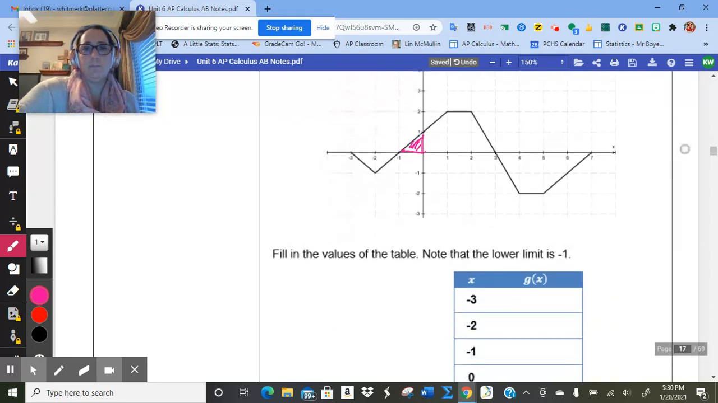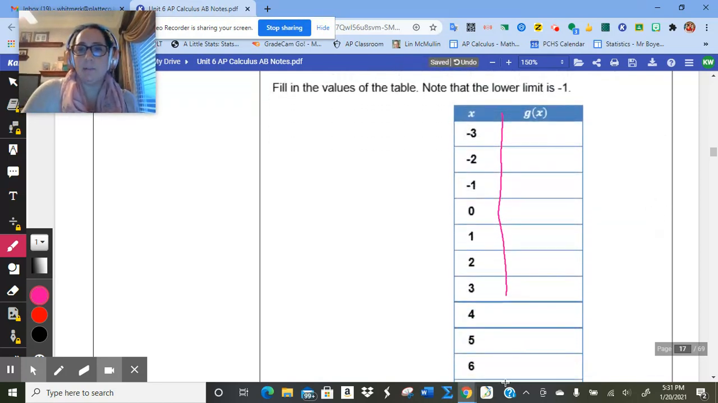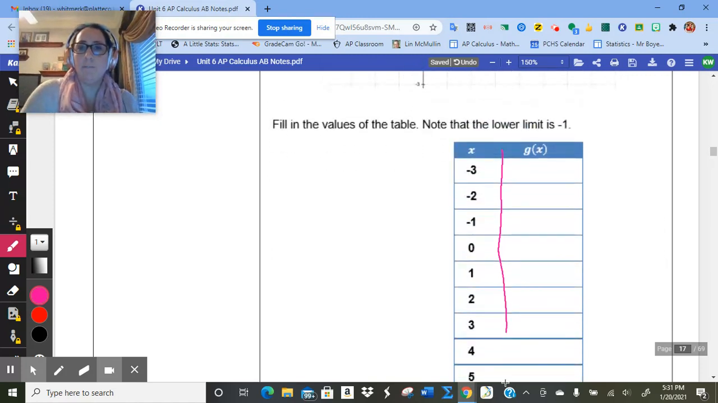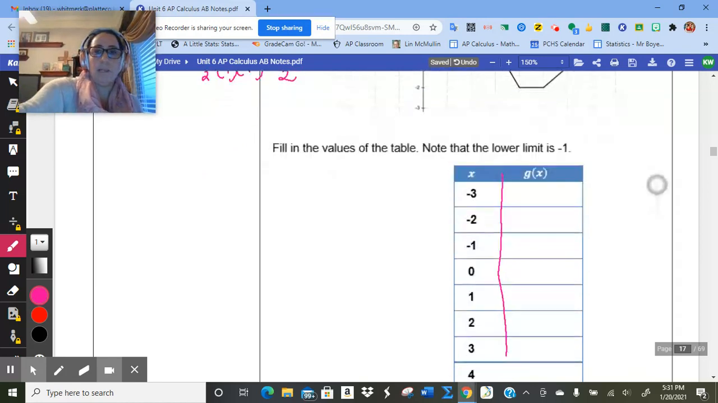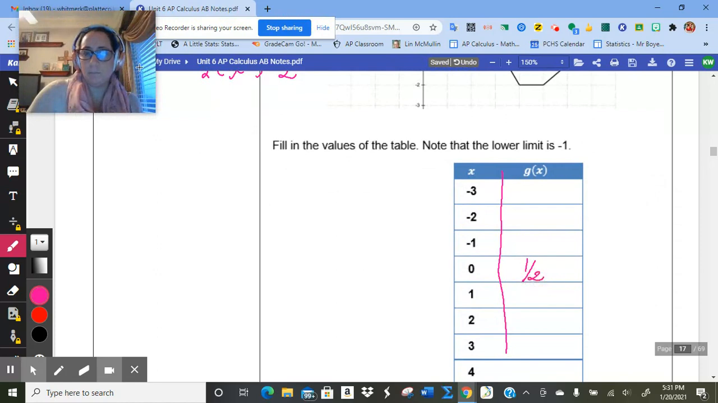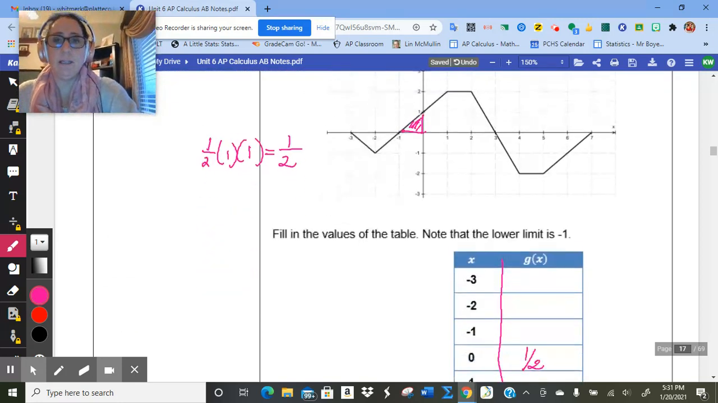So what I want us to do is to find the values going on for these x values. So if I did the 0, let's see what this area would be. That is a triangle, 1/2 base times height, and I get an area of 1/2 here at 0. An easy one to plug in is -1. -1 to -1 hasn't accumulated anything, so we know straight away that that's going to be 0.